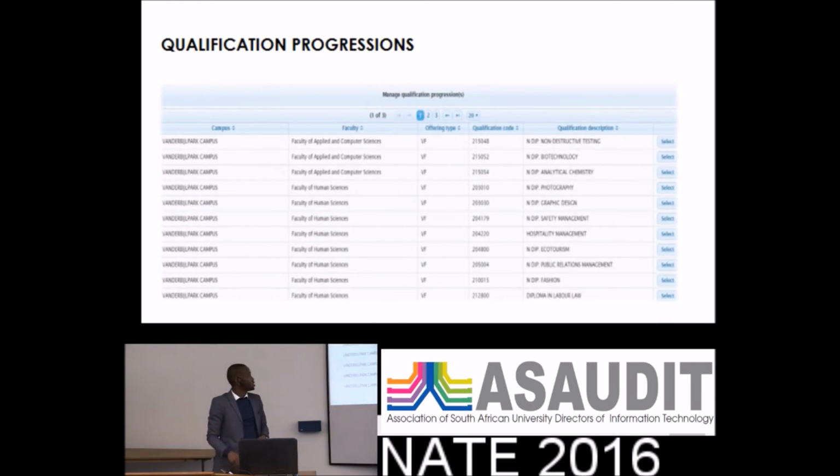Qualification progressions: this is something I would like to give you more depth on. Qualification progression simply means what should happen if an application doesn't meet the minimum requirements, or what should happen if an application meets the minimum requirements but the space is full. You could also set the rules to say, if you applied for engineering at this campus and the space is full, what should happen? You can deflect it to a different campus and all those kinds of things.